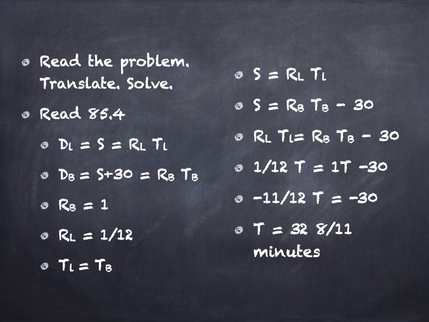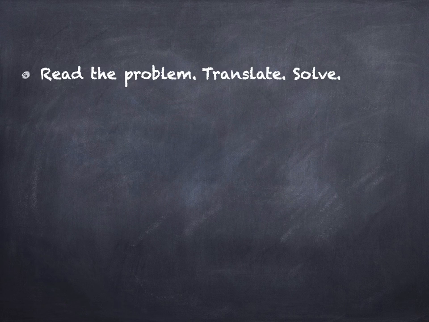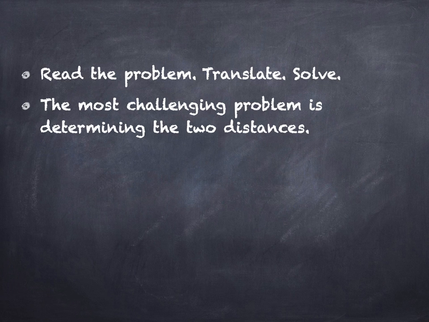There you go. It's really straightforward once you get the first step, and that is important. The most challenging problem is determining the two distances. The two rates and the time are already given to you in every situation. I mean, they're the same.